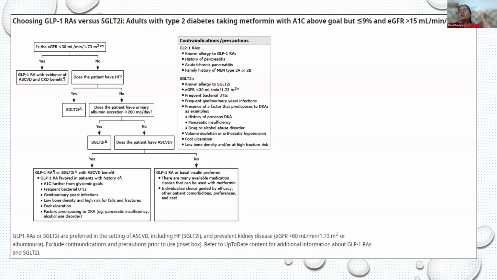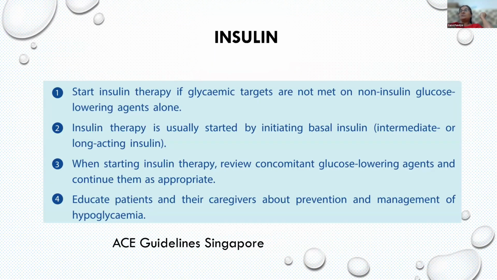They have not mentioned it here, but severe hepatic impairment is a contraindication of both these medications, and it is mentioned in our Singapore ACE guidelines. As discussed, insulin should be started if the patient's HbA1c is not under control with oral anti-diabetic medication. Insulin can usually be started as basal insulin. It can be the intermediate or the long-acting insulin.